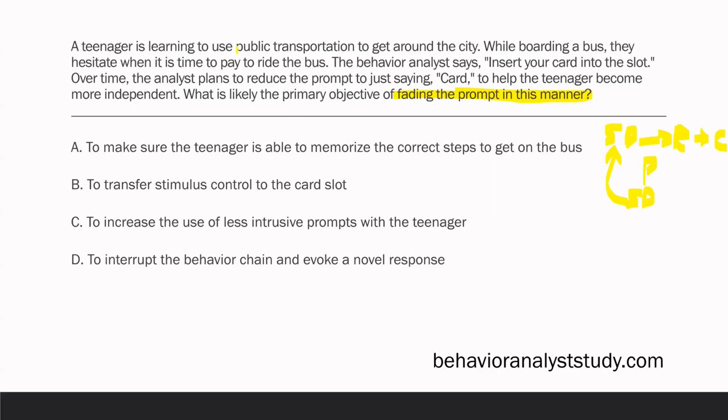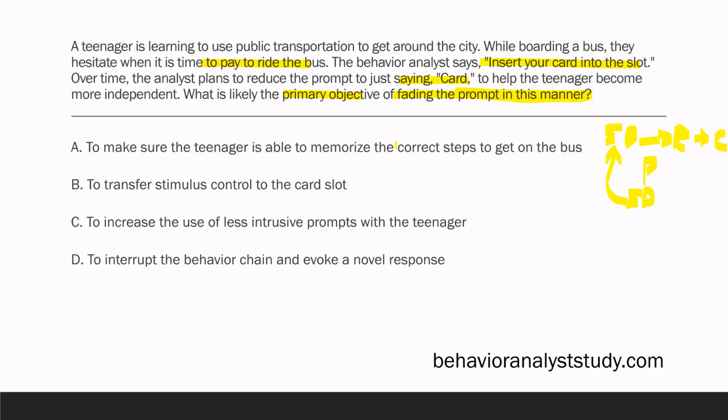So we have a teenager using public transportation, and the problem is when they get to the point where they need to pay, the behavior analyst has to prompt them by saying, enter your card into the slot. They're now planning to reduce the prompt to card. What would be the ultimate goal? Well, eventually, just that the teenager gets on the bus, sees the slot, and puts the card in. So, what is the primary objective here? A, to make sure the teenager is able to memorize the correct steps to get on the bus.